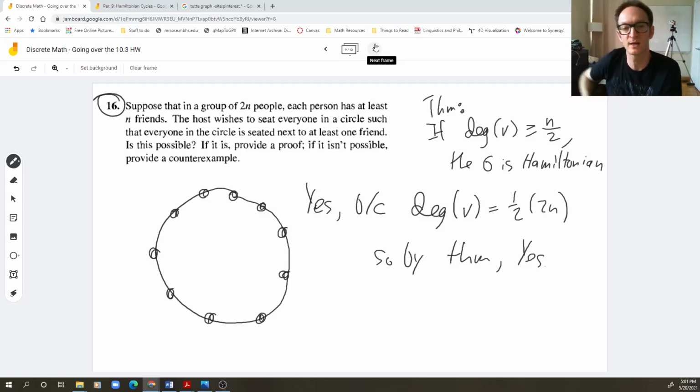Well, what is a Hamiltonian cycle? It's a big circle where everyone goes, it's the traveling pants, it's the Sisterhood of the Traveling Pants. You pass around the pair of pants, woo!